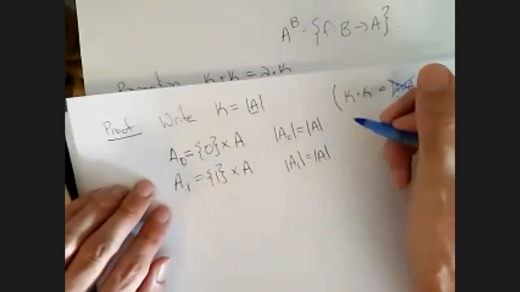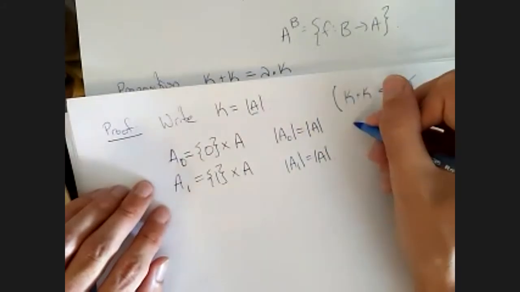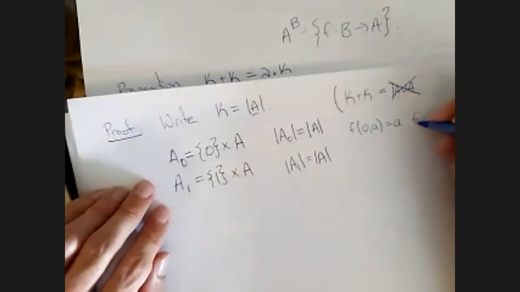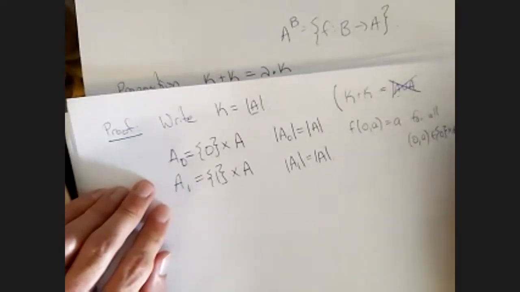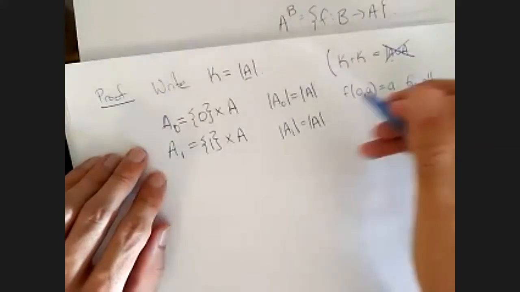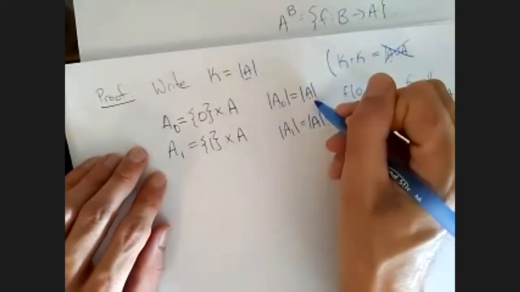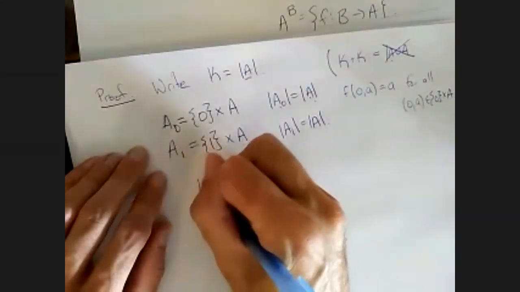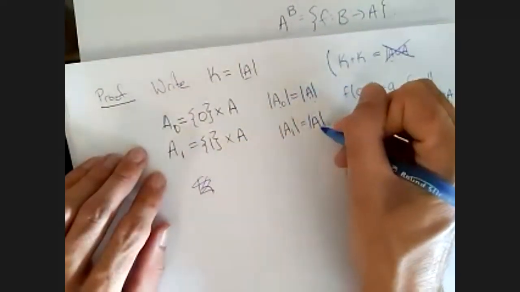Right? Because my one-to-one and onto function from A0 to A is just the function that takes (0, a) to a, for all (0, a) in {0} cross A. That gives me a one-to-one and onto function from A0 to A, showing that they have the same cardinality. Similarly, A1 and A have the same cardinality.